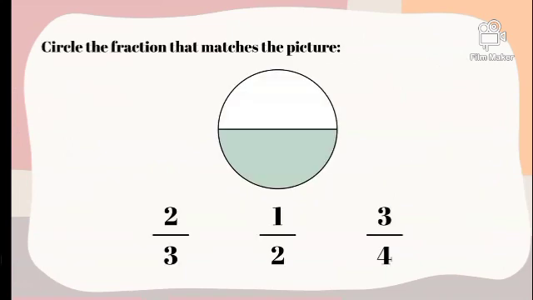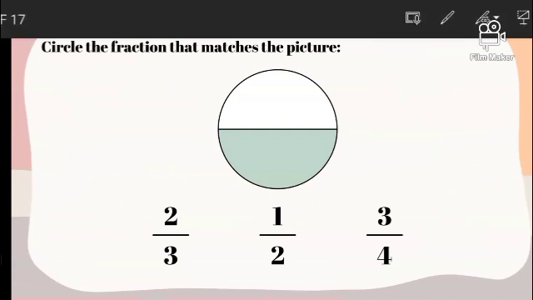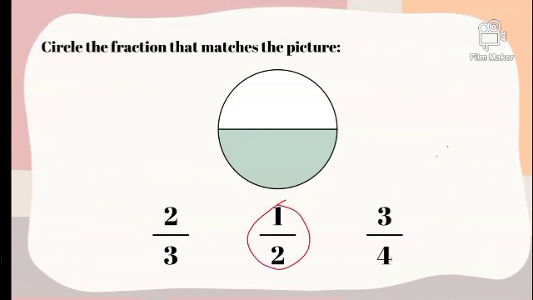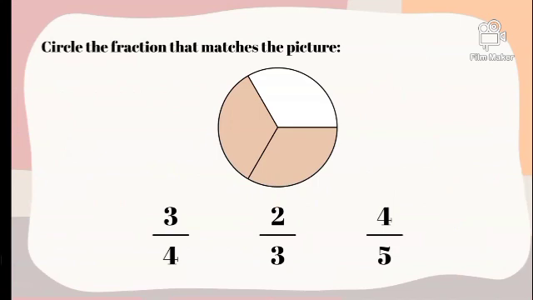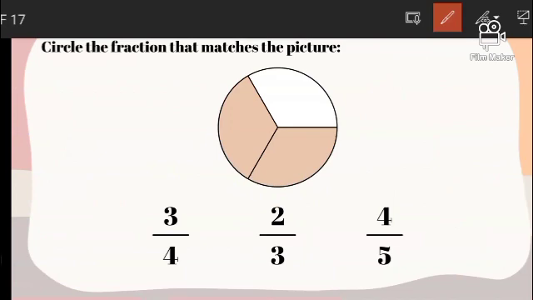Now let us see here. If you have to circle the fraction that matches the picture, how many parts do we have there? We have one part. Divided into what? 2. So that is it, right? Here we have how many? We have one part, but it's divided into what? We have 4 parts here, right? How many parts is shaded? 3. That's 3 over 4.